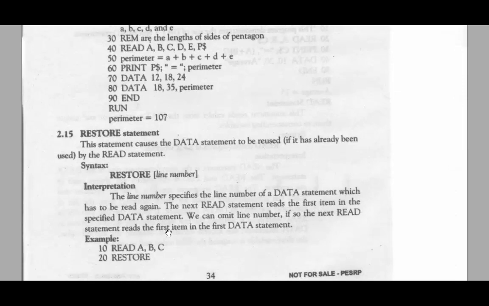Next is the restore statement. This statement causes the data statement to be reused if it has already been used by the read statement. Syntax: restore line number. Interpretation: the line number specifies the line number of a data statement which has to be read again. The next read statement reads the first item in the specified data statement. We can omit the line number. If so, the next read statement reads the first item in the first data statement.